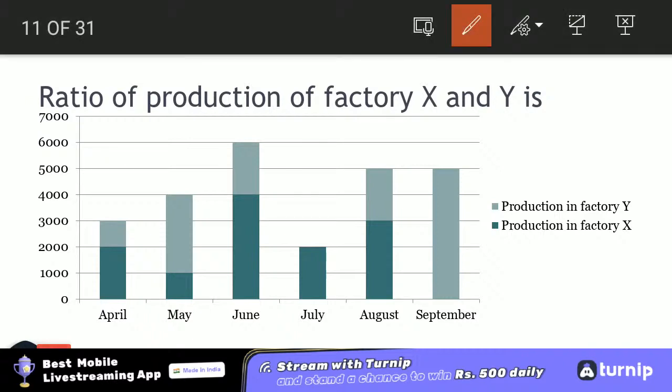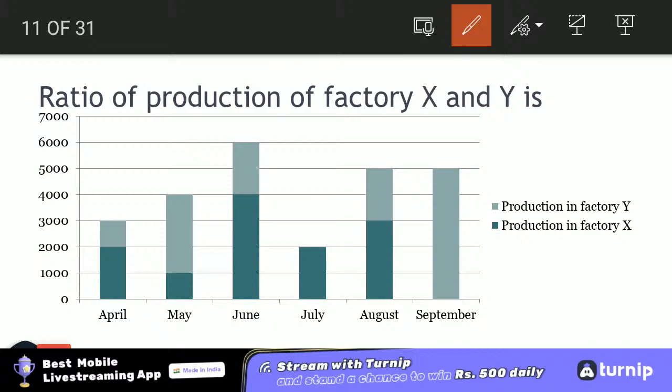Now, you need to tell me the ratio of production of Factory X and Y is. आपको ये बताना है कि रेशियो कैसे कैलकुलेट होगा किसका, प्रोडक्शन ऑफ फैक्ट्री X and Y. See students, how do we calculate ratio? Yes, just by dividing both of them. So ratio of production of factory X. What was the production of factory X? We have already talked about.